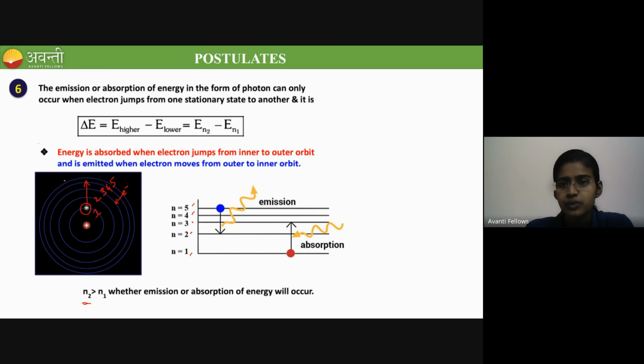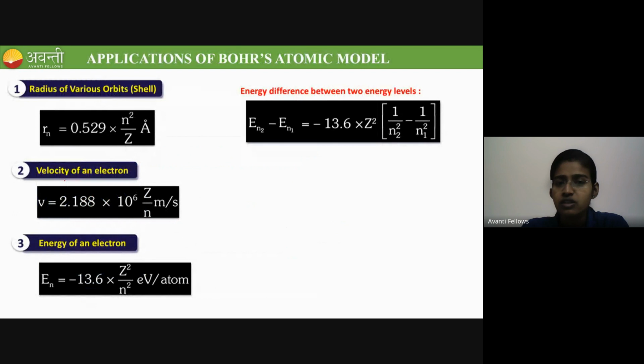Is it okay? Shall we move on to the applications of Bohr's atomic model? Are the postulates clear? Okay, thank you, Aisha. So we'll go for applications. The applications of Bohr's atomic model are that we can find out the radius of the various orbits or shells. Firstly, we can find out the radius of the shell using this formula, which is very, very important: 0.529 into n square by z angstrom, where n is the number of the orbit and z is the atomic number.